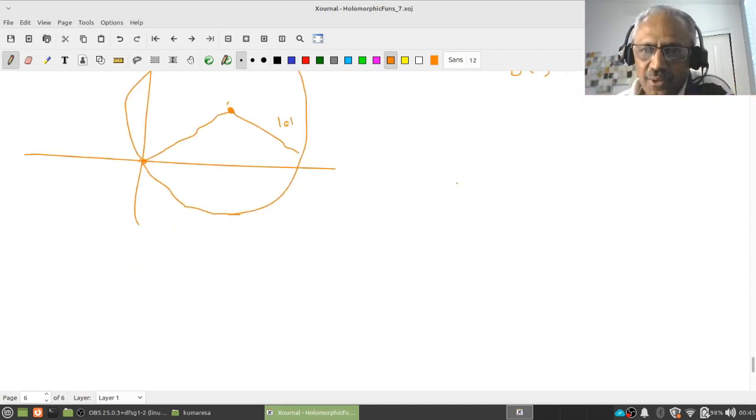Next, I would like to check: what are my c_n's? The c_n's are (minus 1) to the power n by a to the power n plus 1. But is it divided by n factorial?